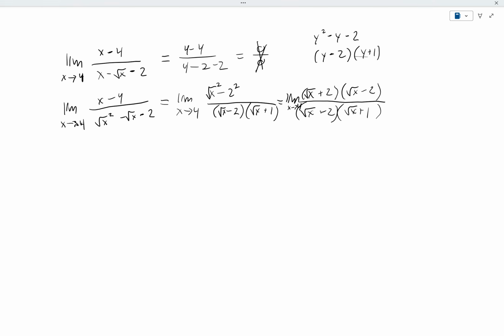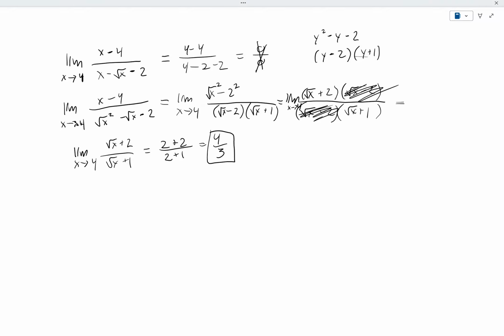And as you can see, we have a factor of the root of x minus 2 on the top and bottom. So those can cancel. So we're left with the limit as x goes to 4 of the root of x plus 2 over the root of x plus 1. So let's just plug in 4 right now for every x, and we should get not 0 over 0. So we get 4 over 3. And at this point, we can say, okay, that's the value of the limit.